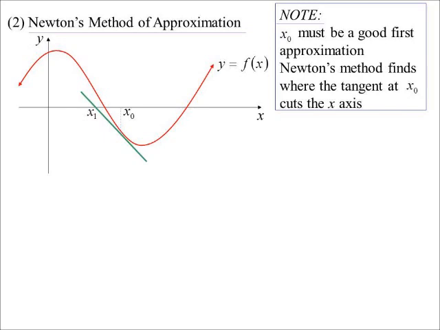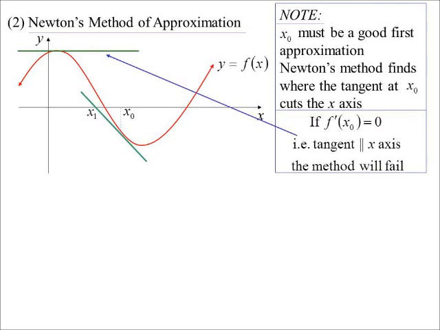Now, of course, if for a first approximation we happen to pick a stationary point, we're in trouble, because the tangent would be horizontal and it will never cut the x-axis. So that is what we technically call a woeful, no, it's not true. That's just a very bad approximation. We don't want the horizontal tangent. Using the tangent at x naught, we find x1.